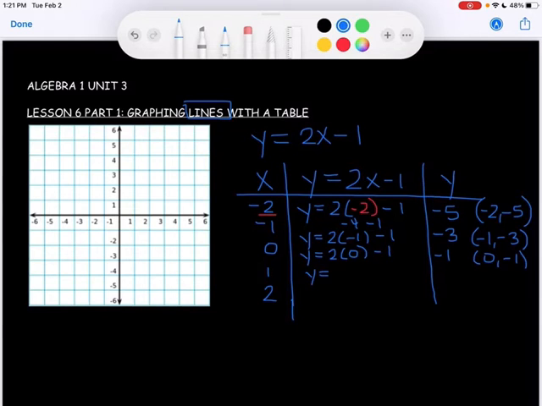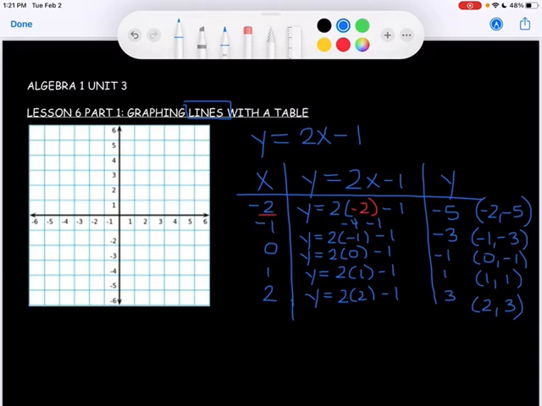Now I'm plugging 1 in for x. In this case, I end up with 1. So our next ordered pair is 1, 1. And then for the last one, we're plugging in 2. And for this, I end up with 3. So our last ordered pair is 2, 3.